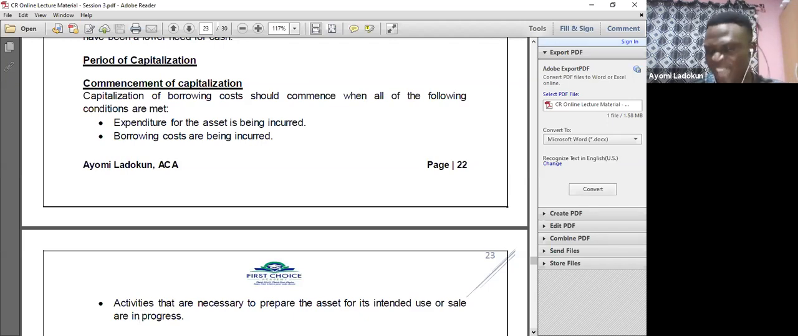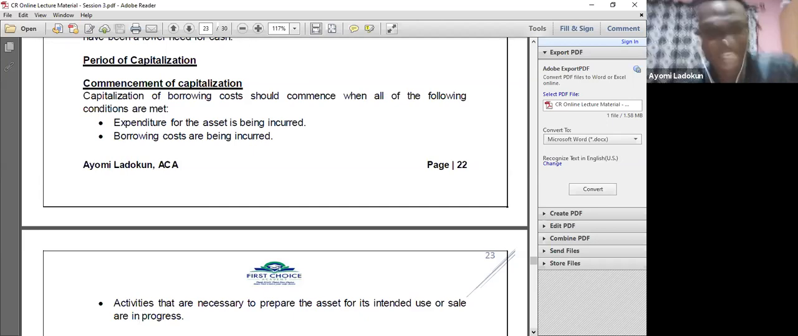Number one, expenditure for the asset is incurred. What does that mean? It's very key, and date is also key. What's the meaning of expenditure for the asset is being incurred? It's possible that I have gone to borrow money. I borrow money in January, but construction started in February. Expenditure did not start in January when I borrowed, but expenditure started in February. What it means is the finance charge for January will be expensed.